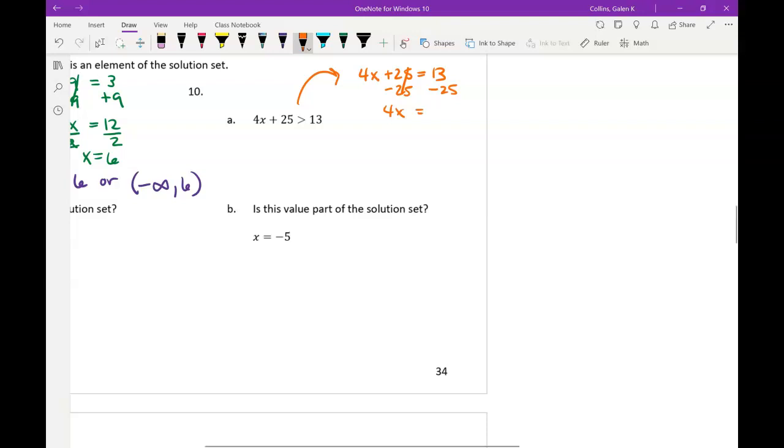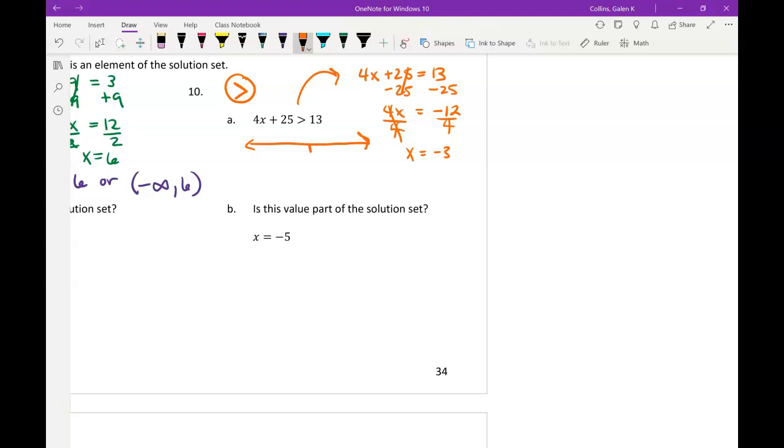13 minus 25, I believe that is negative 12. Then I could divide both sides by 4. Right, when I do that, I get x equals negative 3. But I'm not done because x was never negative 3. Remember, our symbol here is the greater than symbol. So I want to find values of x that make the left side greater than 13.